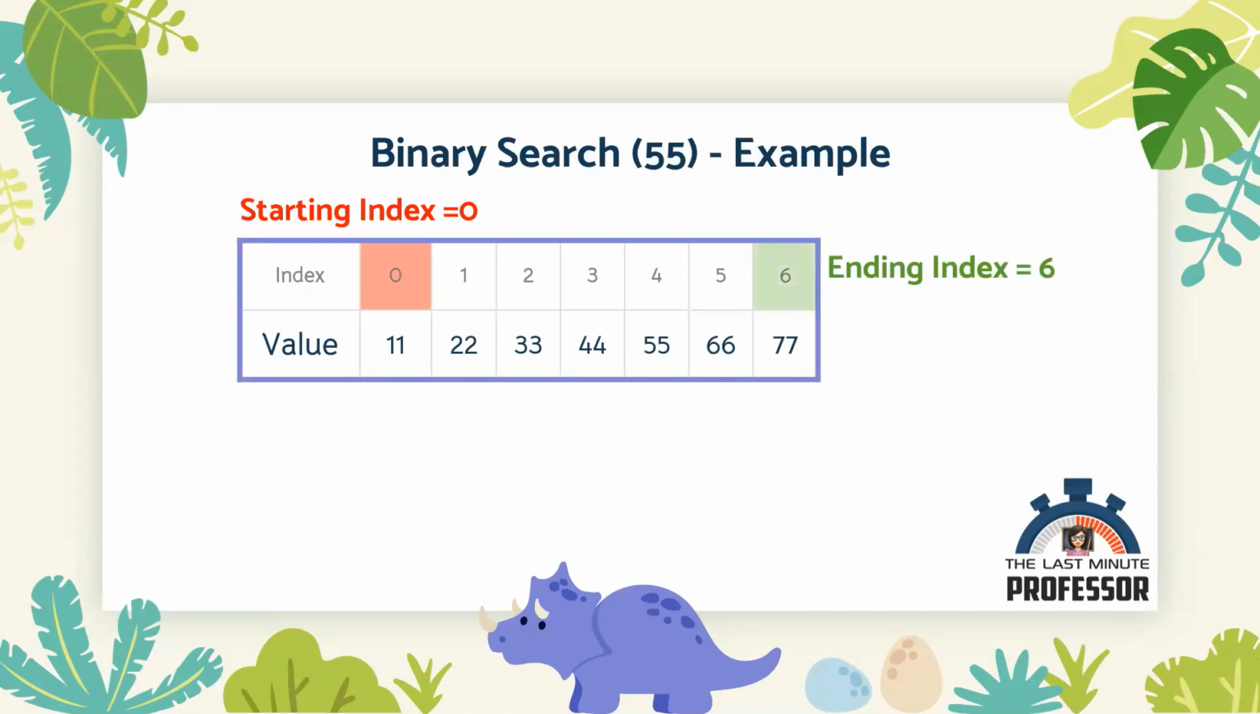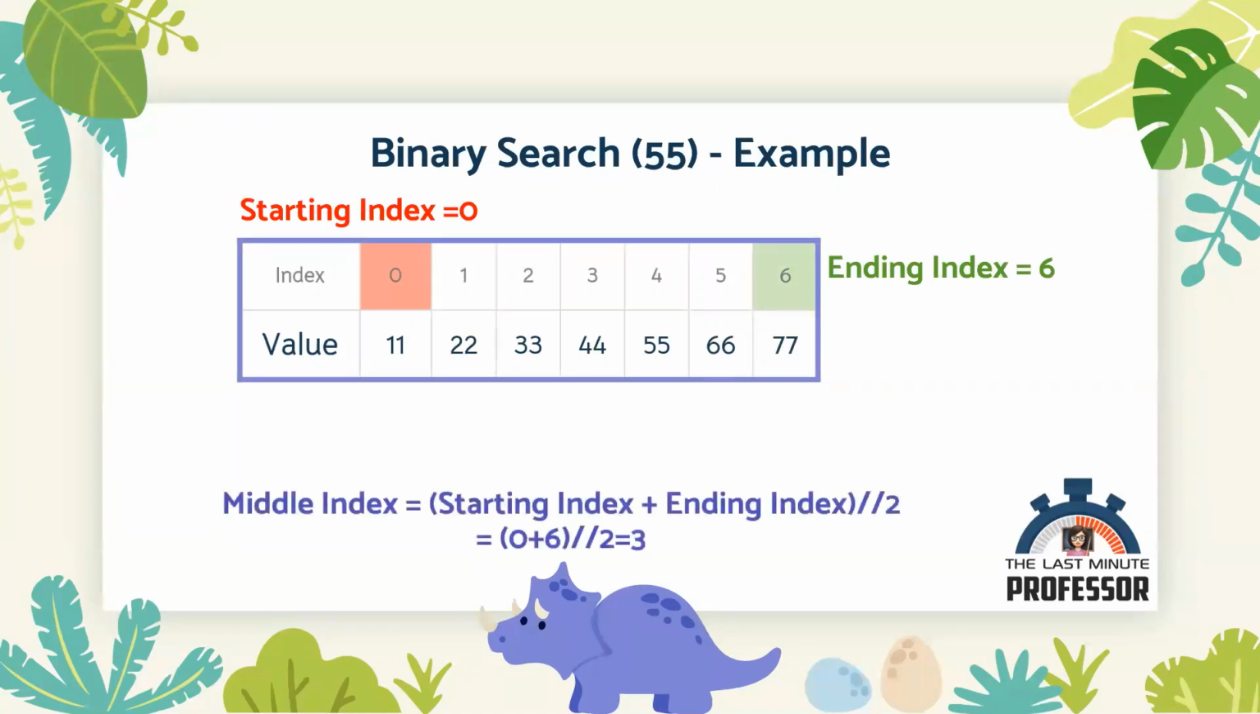Now, middle index is nothing but starting index plus ending index by 2. Note that the division used here is floor division. Suppose 8 elements are there. Then the middle index would be 0 plus 7 by 2. So normally if you perform the division, you will obtain the answer as 3.5. But index cannot be 3.5. It can either be 3 or 4. That's the reason we go for floor division. That is, we just consider the quotient when we are calculating the middle index.